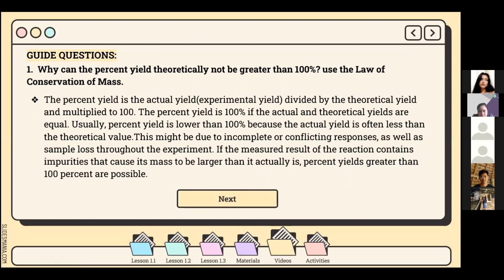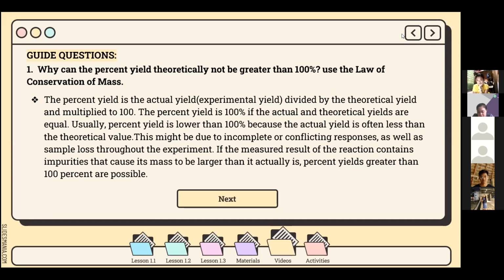So for the guide questions, for number 1, why can the percent yield theoretically not be greater than 100%? Use the law of conservation of mass. The percent yield is the actual yield or experimental yield divided by the theoretical yield and multiplied by 100. The percent yield is 100% if the actual and theoretical yields are equal.